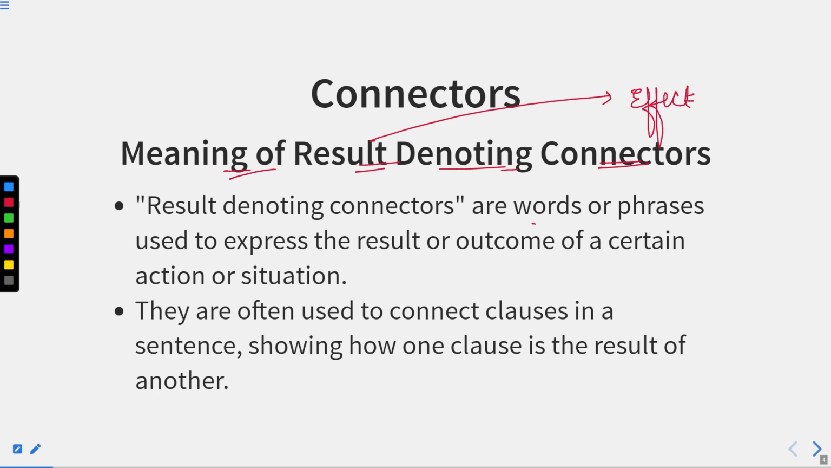Result denoting connectors are words or phrases used to express the result or the outcome of a certain action or situation. It means if some action or situation happens, what does it lead to? That is actually the result, the outcome that we receive, and that is the effect of that particular reason or cause. So these are the effect denoting connectors that we are going to discuss in this session. They are often used to connect clauses in a sentence, showing how one clause is the result of the other.